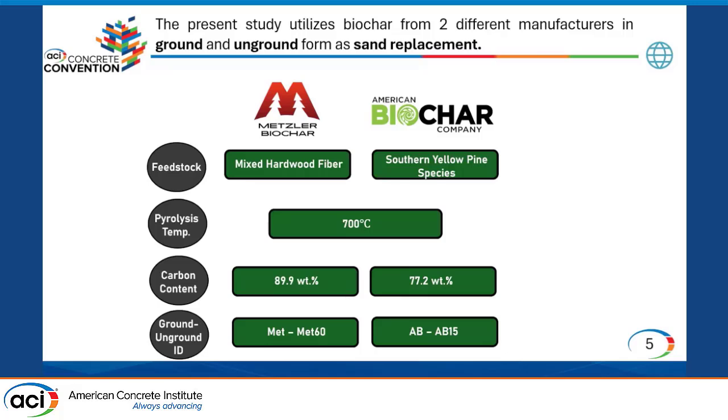The carbon content of the biochar produced by Metzler is a little bit higher compared to the American biochar. Just to make it clear, in my future slides I'm going to refer to the as-received Metzler biochar as MET, the as-received American biochar as AB, and their ground forms as MET60 and AB15 respectively. As I mentioned, we want to use both types of biochar in two forms, ground and as-received, as sand replacement, to see how they affect our mixture's properties.